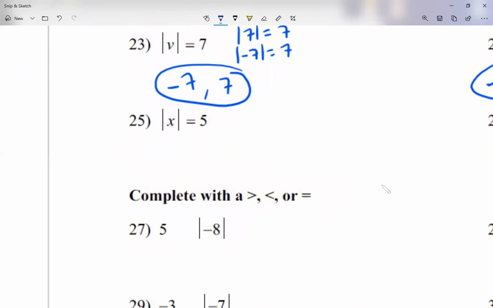Hopefully you guys are getting the hang of it. The absolute value of x is 5. So I'm going to say, well, x, the number, was either -5 to begin with, right? Because the absolute value of -5 is 5. But x could have also been +5 to begin with. Again, I'm going to consider both cases.